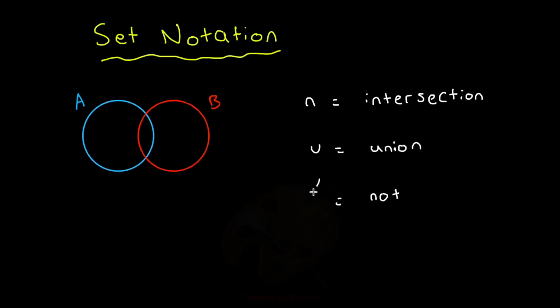Finally, we've got a little apostrophe here, which means "not". So if I was asked to shade not A, so that's A with a little apostrophe, that would be everything on here except A, so everything that's not A. So that would be everything of B. Right, we can't shade anything else because that is A.